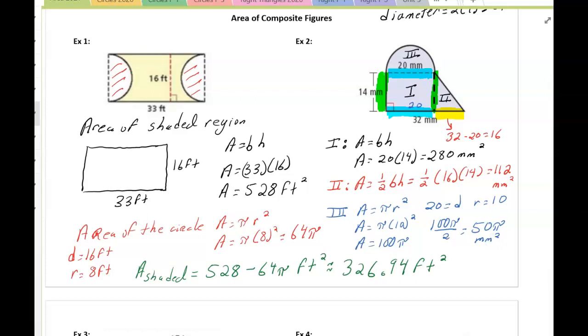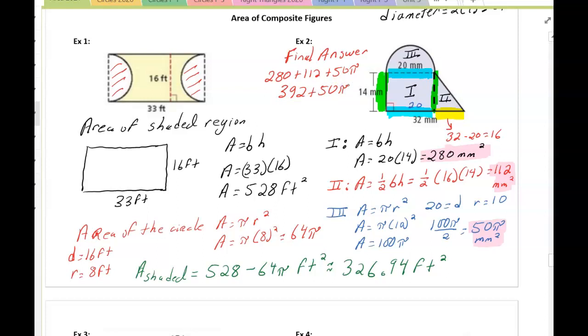section 3. So to recap here, we have section 1, 280 millimeters squared, section 2, 112 millimeters squared, and section 3, 50 pi millimeters squared. To get the final answer, I'm going to write that up here, final answer, we're going to add all of those together. So we have 280 plus 112 plus 50 pi. 280 plus 112 is 392 plus 50 pi. That is the exact answer.